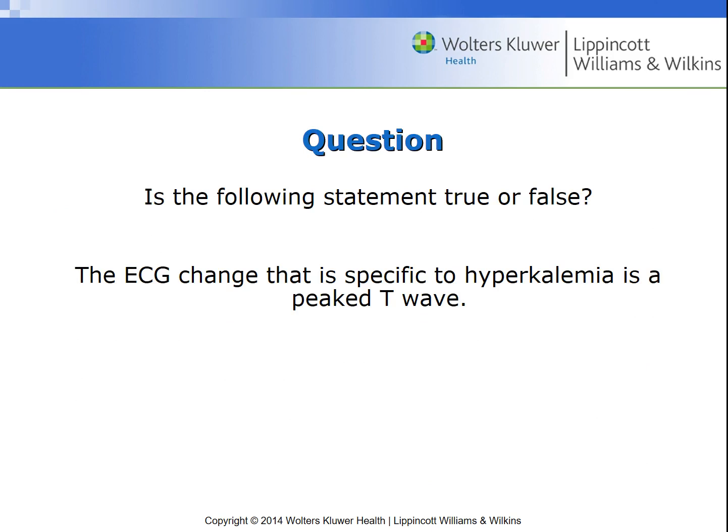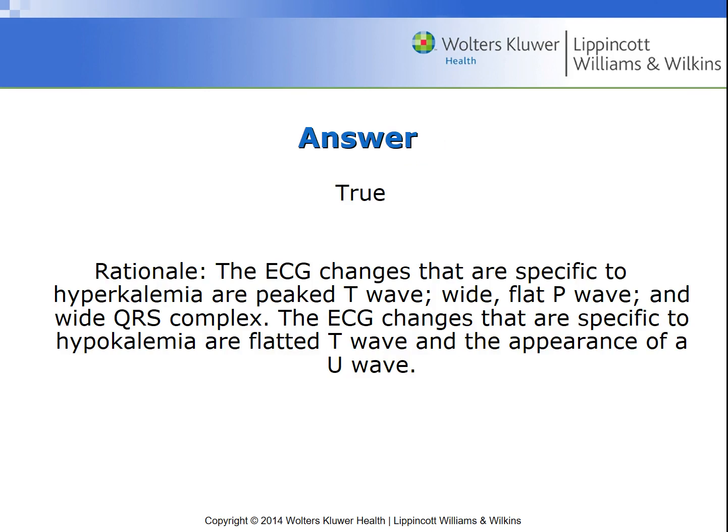So question, is the following statement true or false? The ECG change that is specific to hyperkalemia is a peaked T wave. And the answer is true. The ECG changes that are specific to hyperkalemia are peaked T waves, wide flat P waves, and a wide QRS complex. The ECG changes that are specific to hypokalemia are a flattened T wave and the appearance of a U wave.